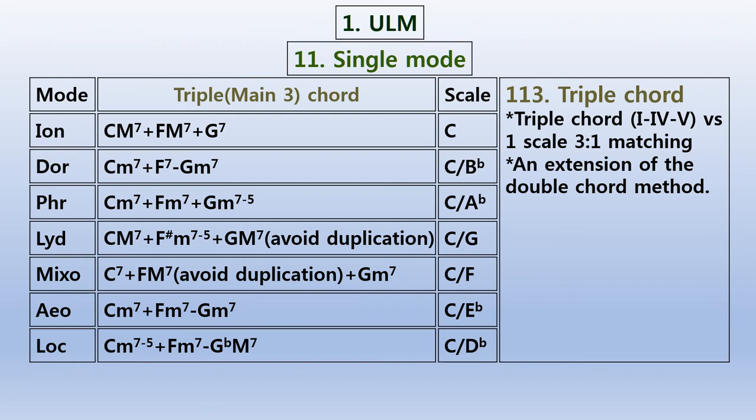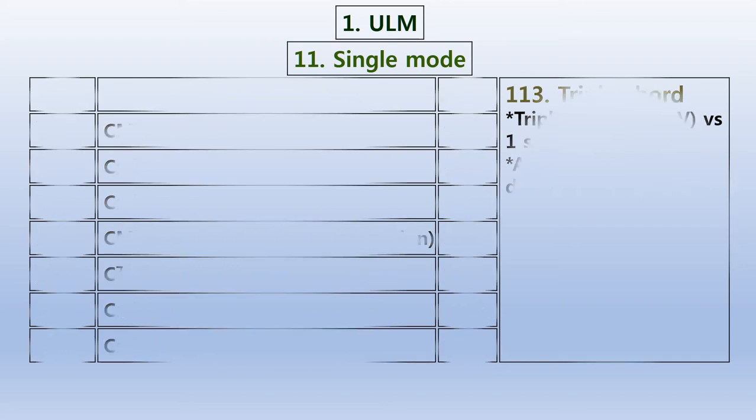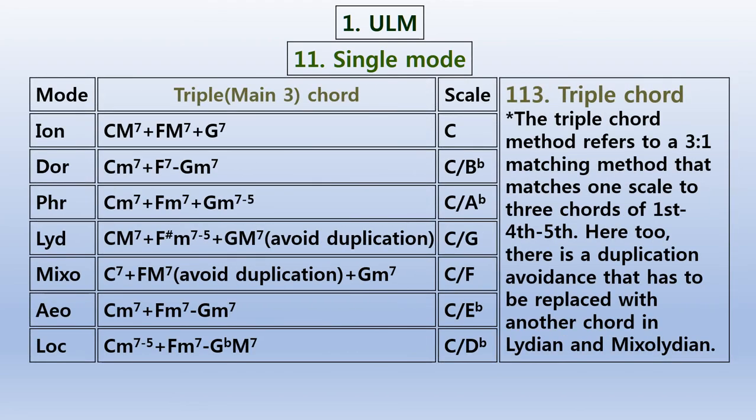If you look at the triple chord method, which is the third small structure of the upward line method single mode, it matches the mode scale to the main triad chord for each mode and is an extension of the double chord method. The triple chord method refers to a 3-to-1 matching method that matches one scale to three chords: first, fourth, and fifth. Here too, there is a duplication avoidance that has to be replaced with another chord in Lydian and Mixolydian.